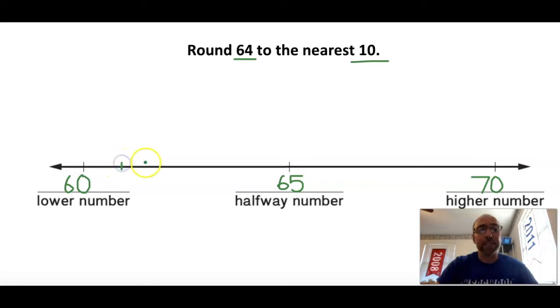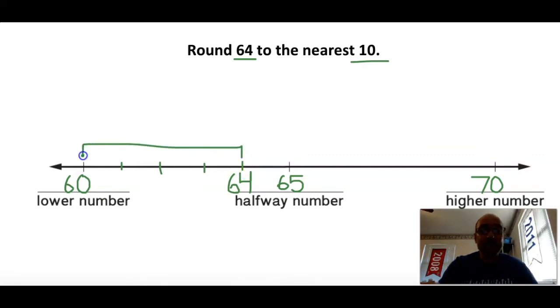61, 62, 63, 64. So I'm going to label 64 at the tick mark. Now remember that when I write the number, I write it below my tick mark.